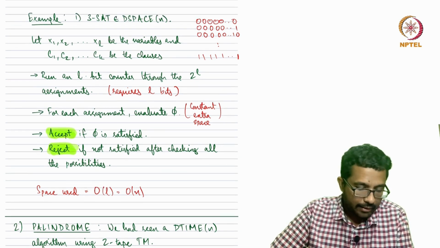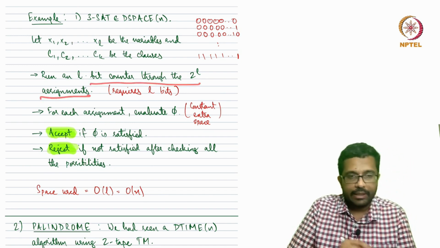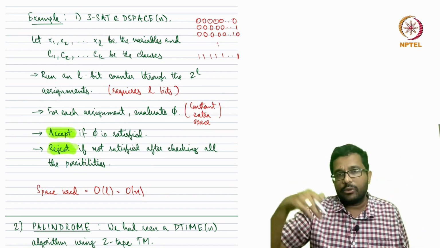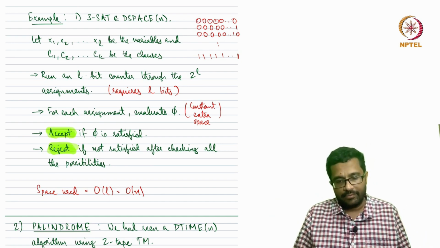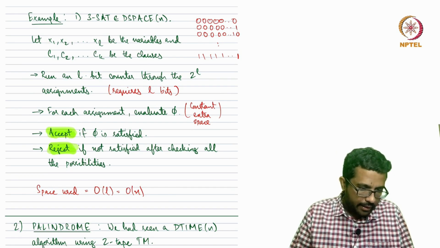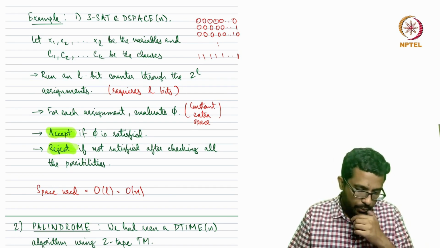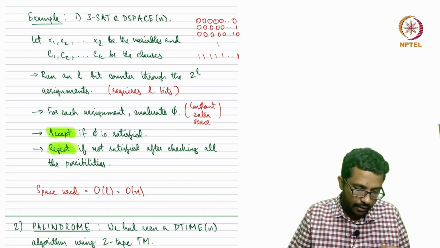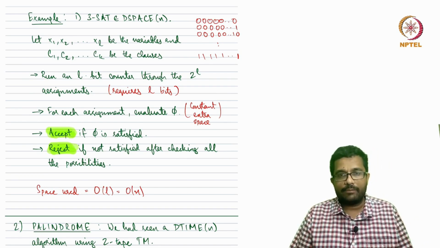The thing is that this takes a lot of time, right? We are cycling through all the possible assignments, but then we don't need much space. We are just cycling through assignments and testing each one of them. So it takes time, but not much space. This is one indication that space seems to be more powerful than time. We are able to do more things in the same space than we could do in the same time.